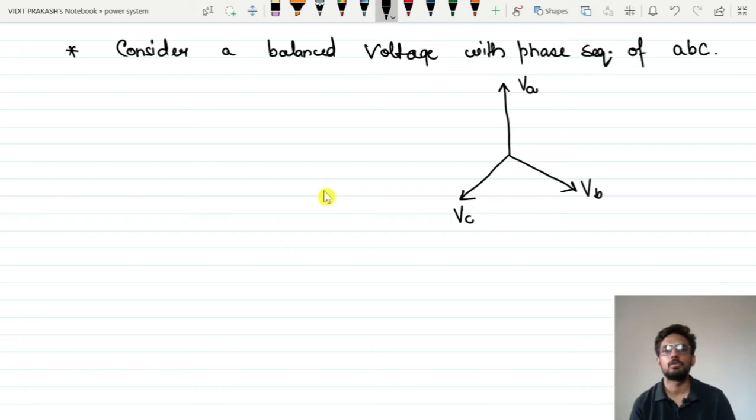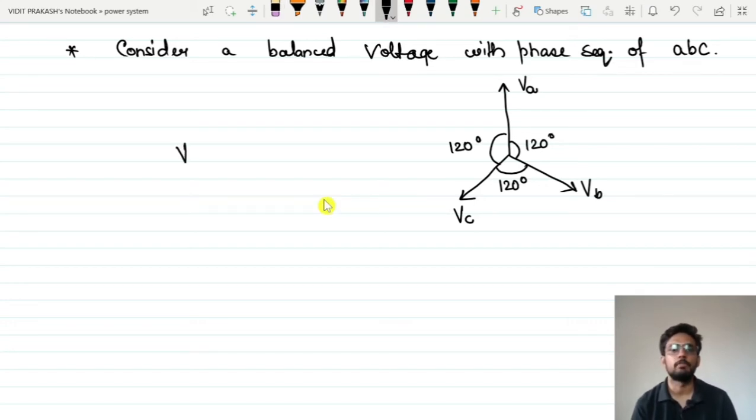Okay, so consider a balanced set of phase sequence A, B, C. So this is A, and B is lagging A by 120 degree, C is lagging B by 120 degree, and A is lagging C by 120 degree. Okay, now what is VB? VB is nothing but A square into VA. And what is VC? That is A into VA.